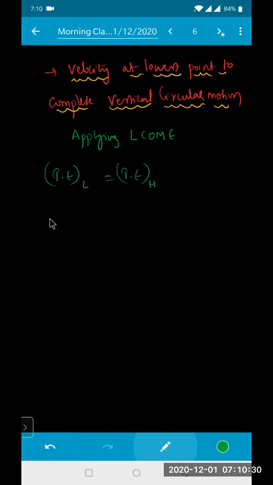At the lowest position, potential energy is 0. Kinetic energy is half into m into velocity at lowest position, VL square. That is equal to half into m into velocity at highest position, VH square, plus this one is nothing but mg into height is equal to how much?